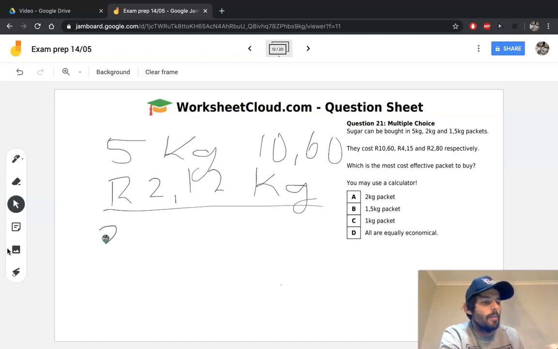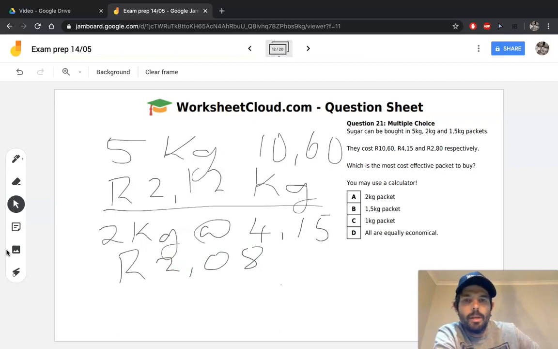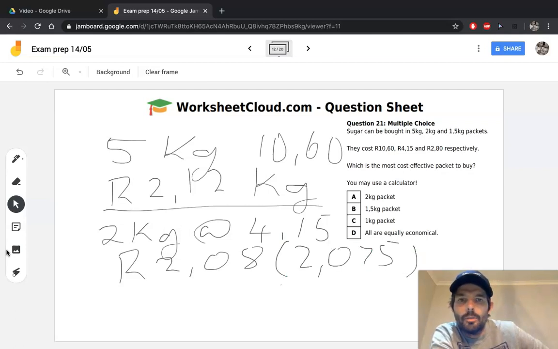So there's 2 kilograms at 4 Rand 15, and I'm just leaving out the Rand sign for now. So if I divide 4 Rand 15 on my calculator by 2, that's going to give me 2 Rand, and if I round it off, 8 cents. Okay, so money only has 2 numbers after the decimal, so your actual answer there is 2,075. I need to round that off to 2,08. All right, there, 2,075, so that rounded off needs to be 2,08. So that's the 2 kilos.